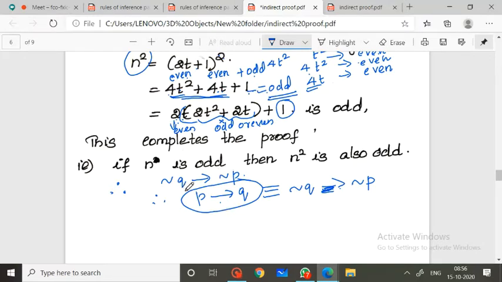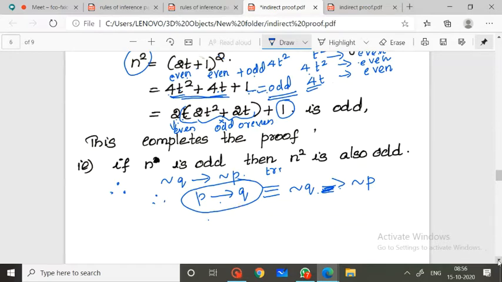So negation Q implies negation P, this statement is also true. So if this statement is true, then the original statement is also true, because this is equivalent to P implies Q. Therefore the first statement given in the question is also true. You can show that if n is even then n square is also even. So this is one of the questions.